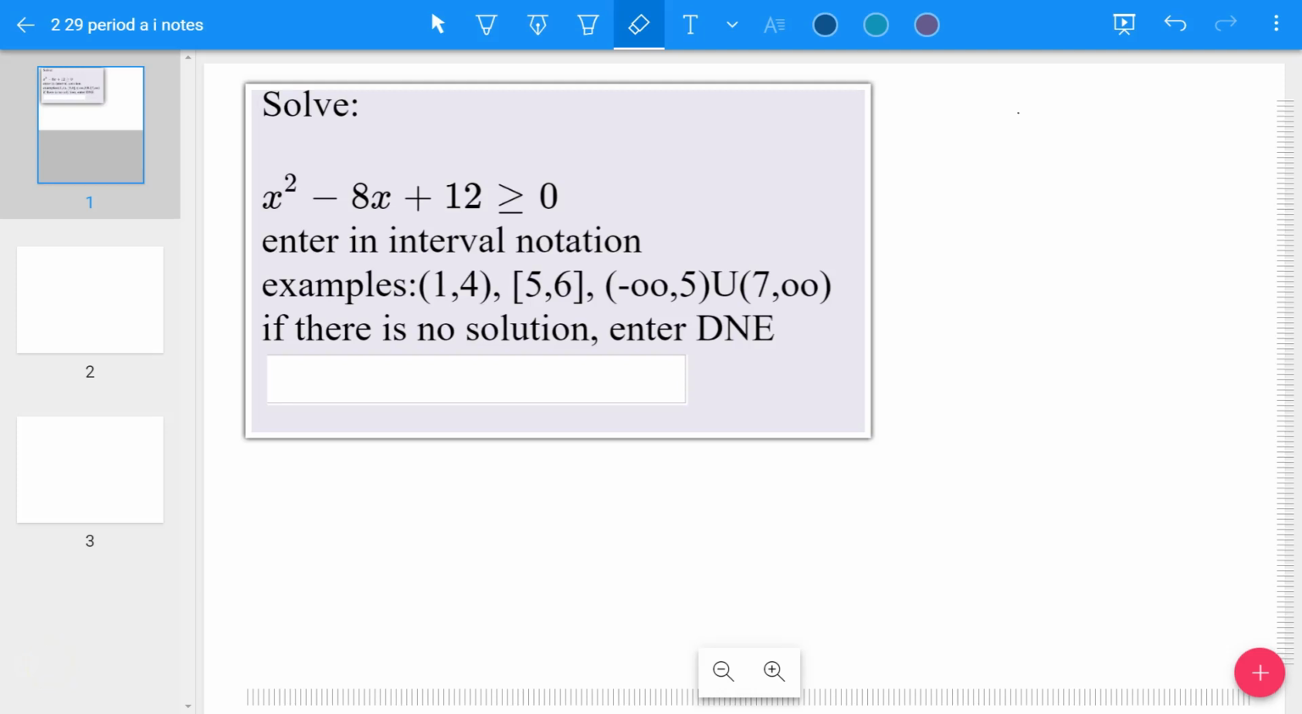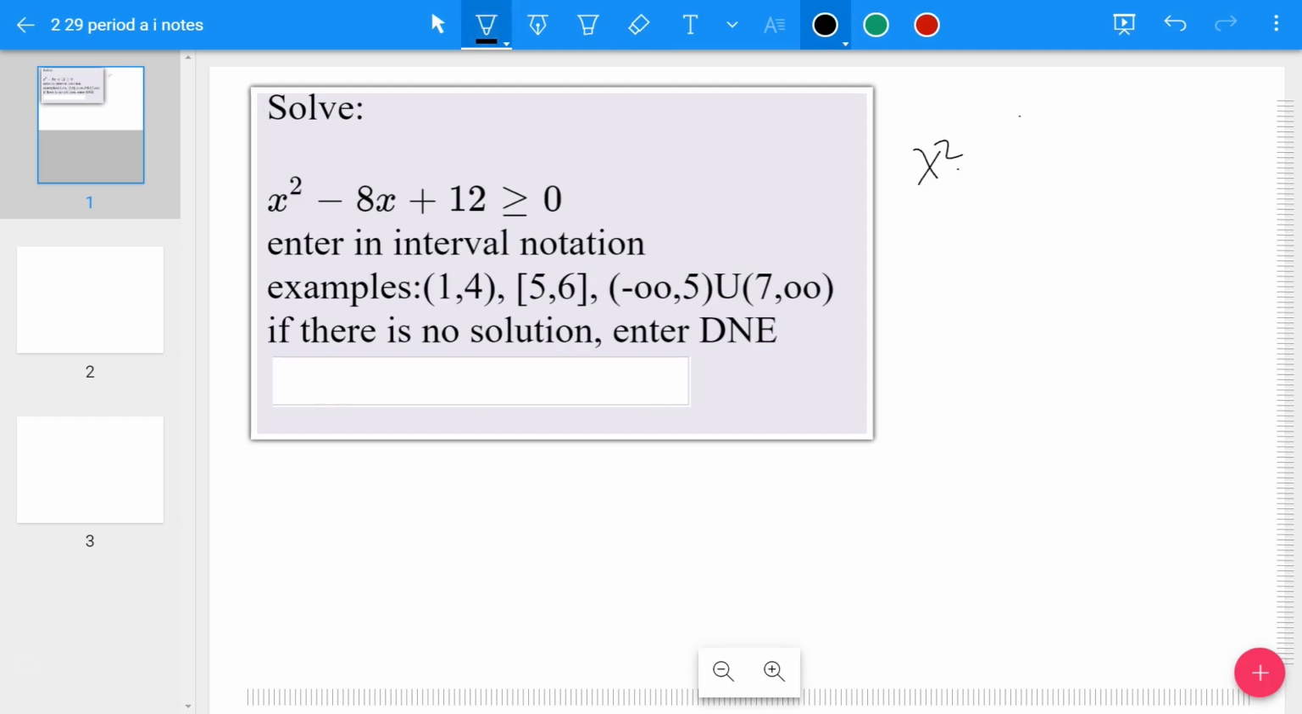In this one, let's review solving an inequality. We have x squared minus 8x plus 12 is greater than or equal to 0. So let's go through the process of solving it. I'm going to begin as follows here. I have x squared minus 8x plus 12 is greater than or equal to 0.